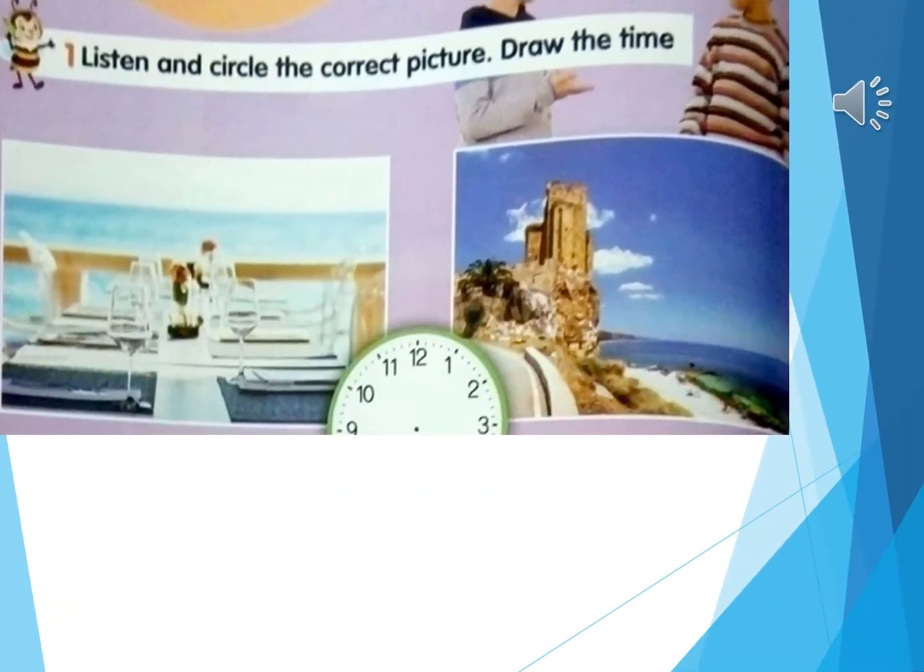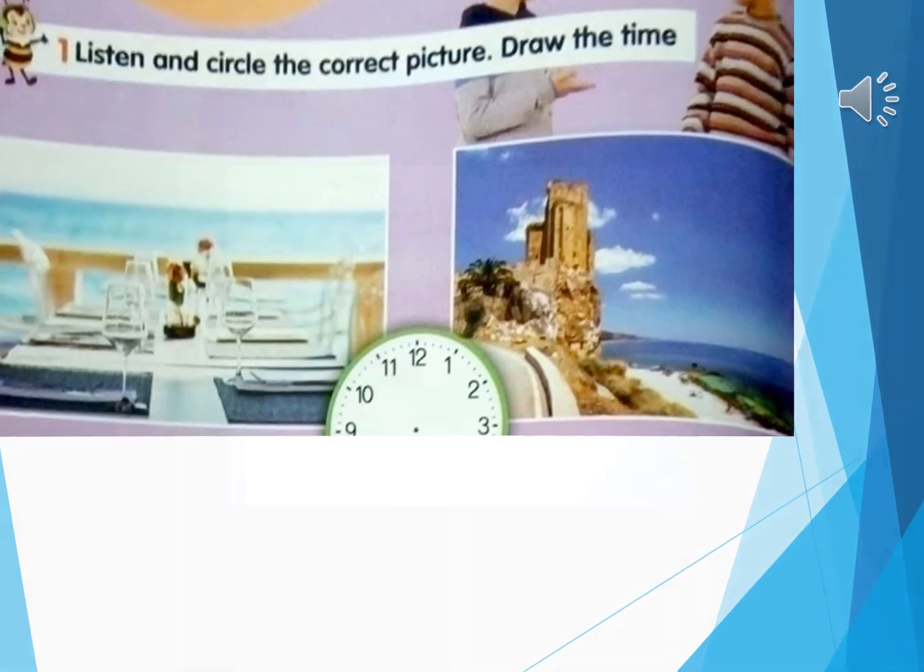Listening. Listen and circle the correct picture, then draw the time. Boy: I never go to school on vacation. We usually go to the beach. I like the sea. We sometimes go to a fort. It's fun. I never go to bed early. I usually go to bed at 9:15.